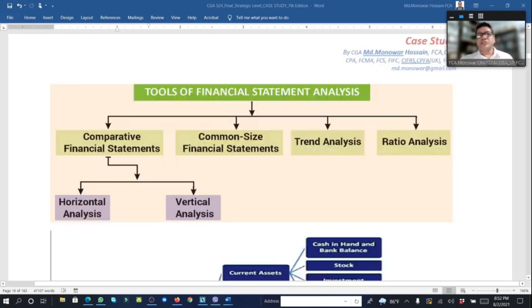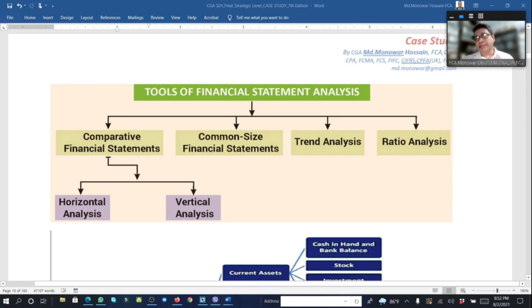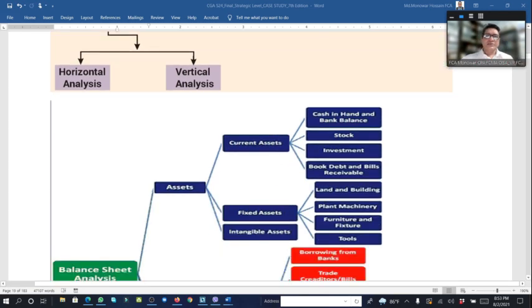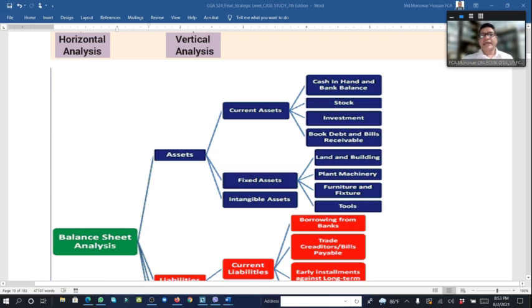And here, if you see the tools of financial statement analysis, sometimes we use comparative financial statements. There are two types: horizontal analysis and vertical analysis. In the same way, there are common size financial statement analysis, trend analysis, and ratio analysis. These are the vital components of financial statement analysis that will help in our case study. So if we see the balance sheet analysis, the assets are current assets, fixed assets, and intangible assets.